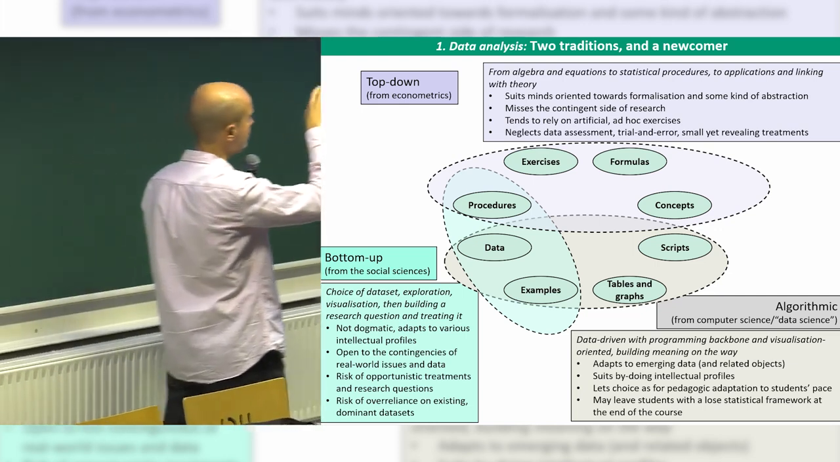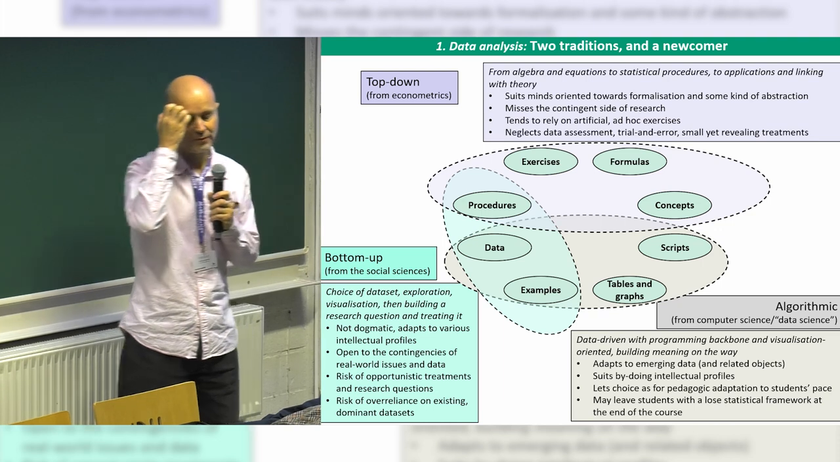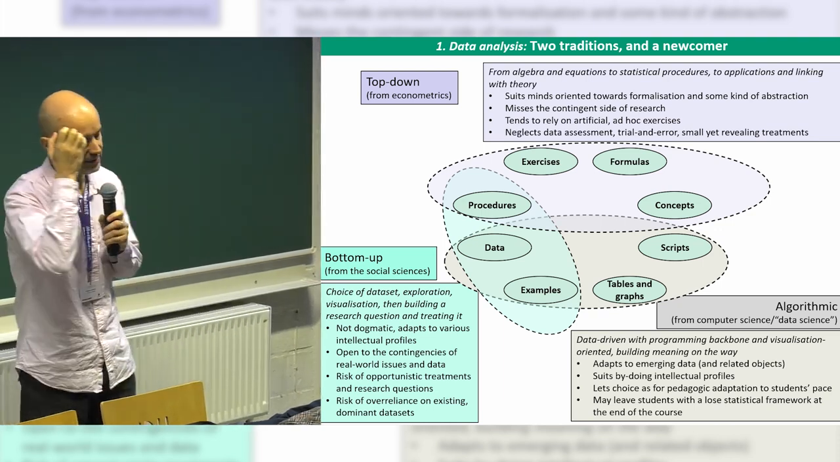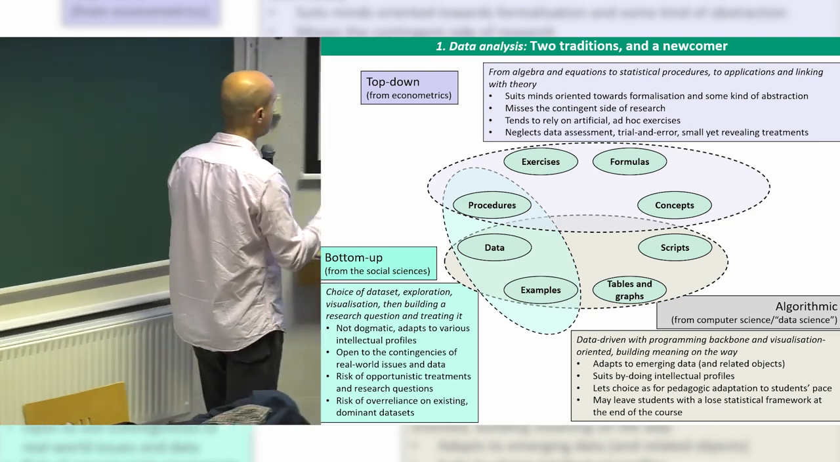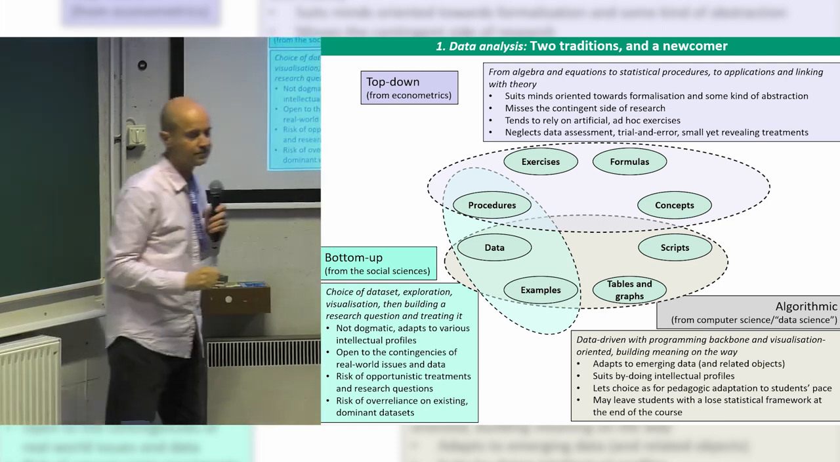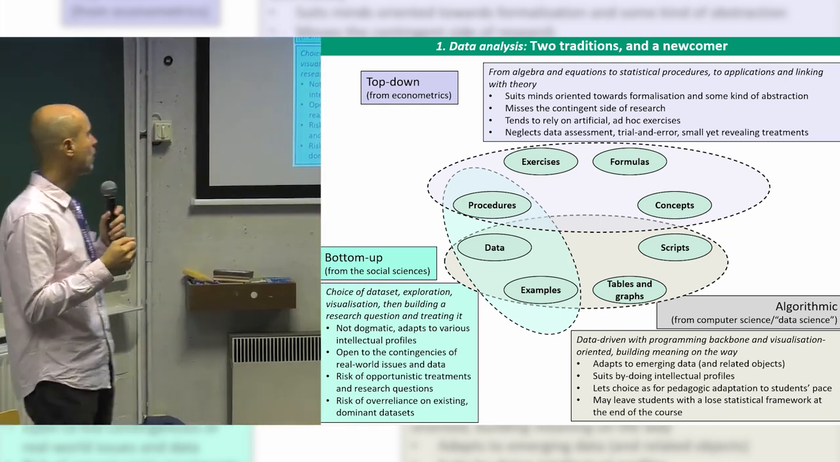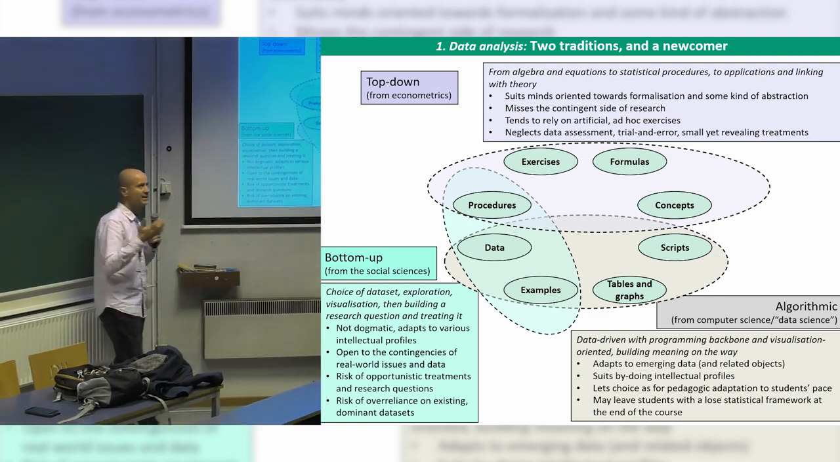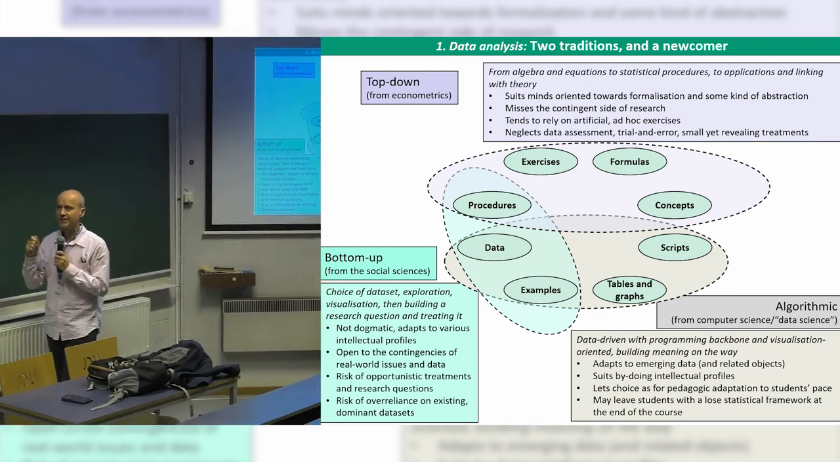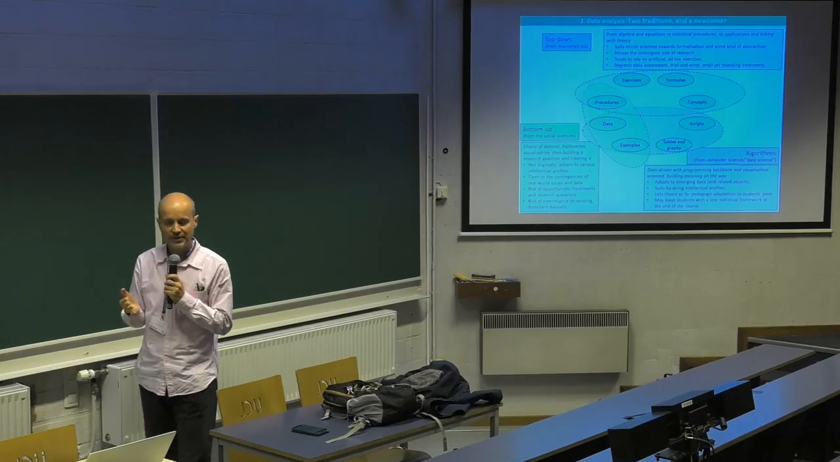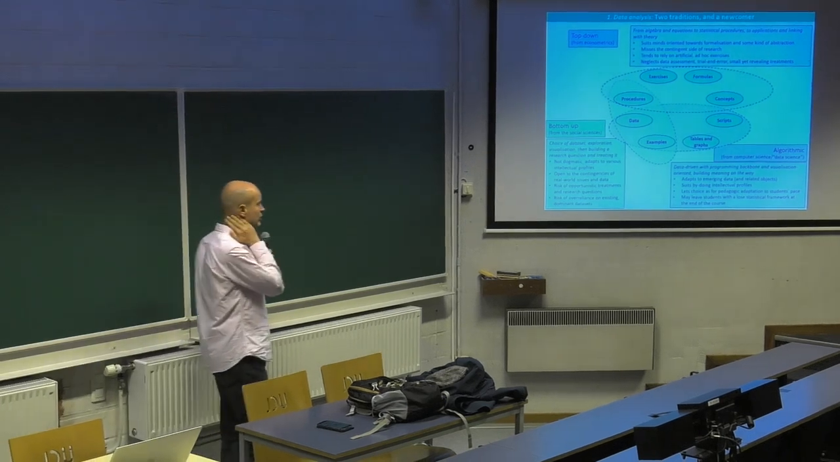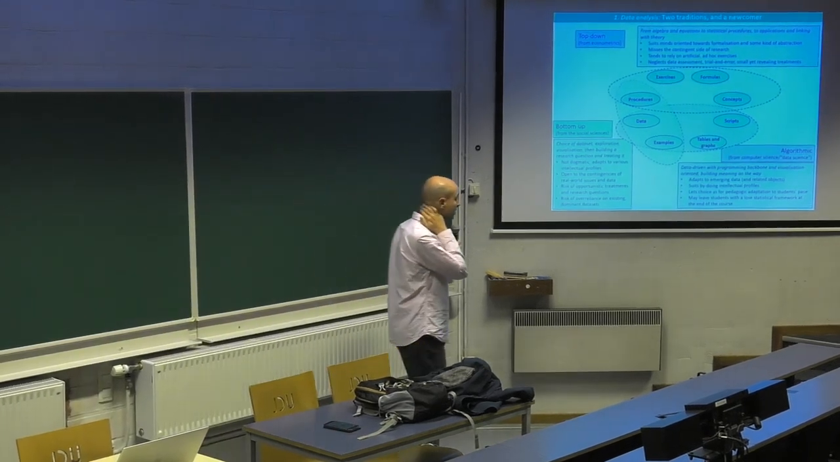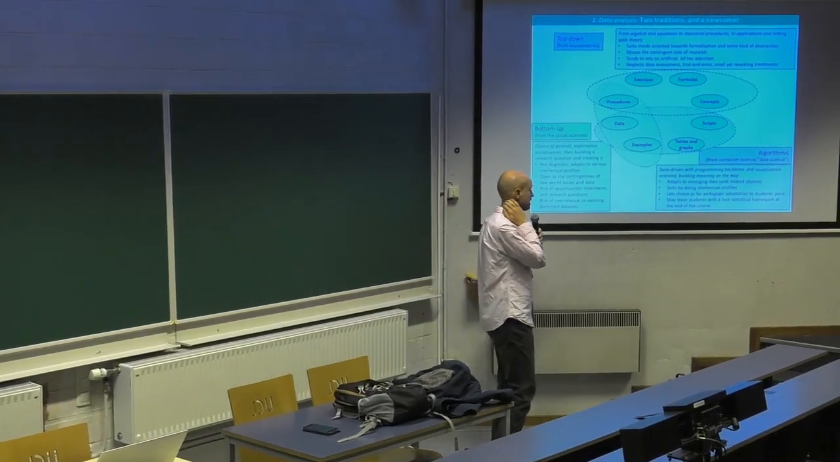And it's possibly most often named as econometrics. And there's another tradition which is more from the social sciences, which is a bit more bottom-up and is a bit more laid back, less formalized, less insistent on equations. And we have a newcomer, which I qualify as algorithmic, from computer science, data science.